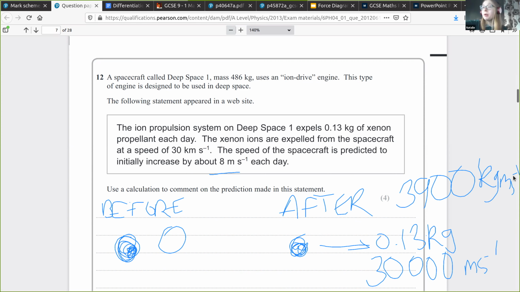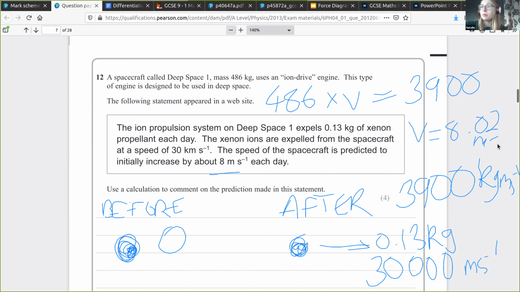So using the principle of the conservation of momentum, we can say that 486 times the velocity of the spacecraft is going to be equal to 3,900, which means the velocity of the spacecraft is going to be 8.02 meters per second, to three significant figures, which is roughly 8. And so using the principle of the conservation of momentum, we have shown that the statement is accurate and the speed of the spacecraft will initially increase by about 8 meters per second each day.